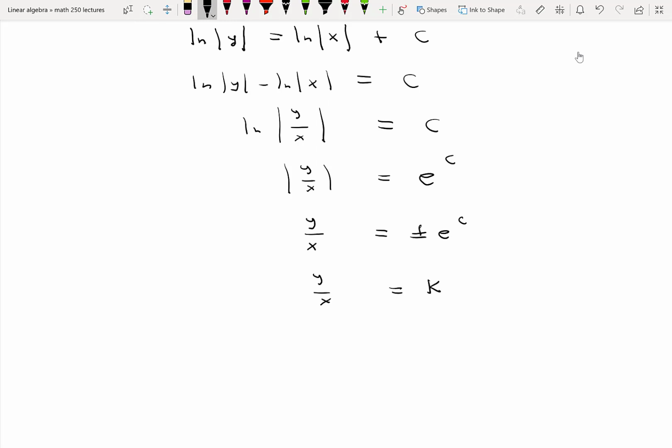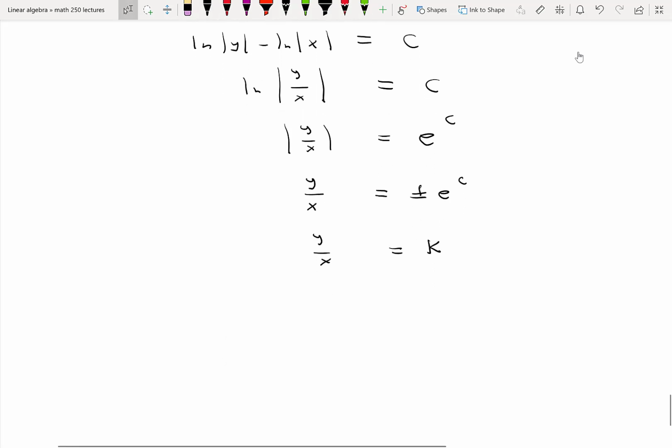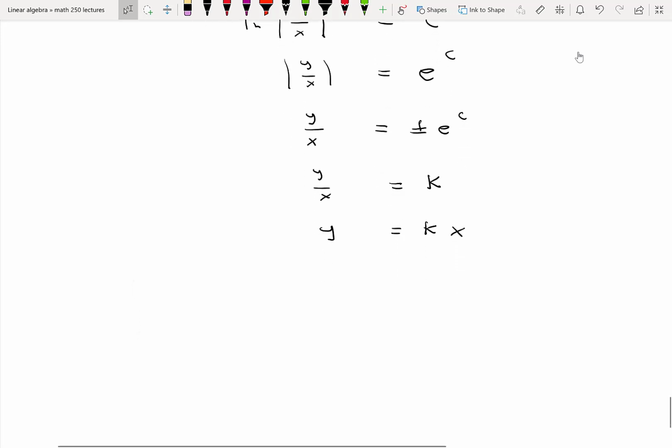Remember, e to the c is just a constant. Plus or minus e to the c is an arbitrary constant. As c goes to negative infinity, you get 0. So this plus or minus e to the c goes through all constants. If you allow e to the c for c going to negative infinity, you get every single constant. So y equals kx. That is the general solution.